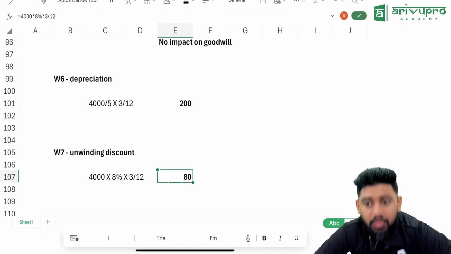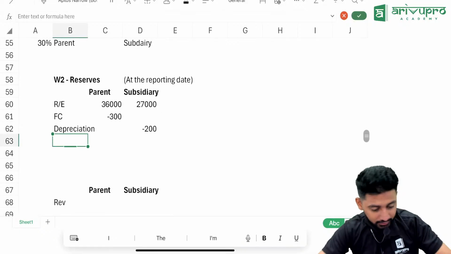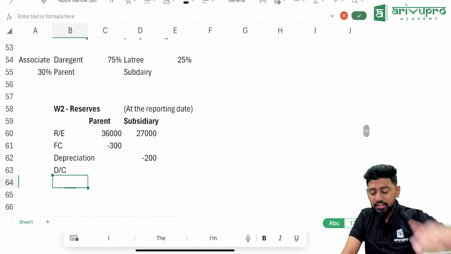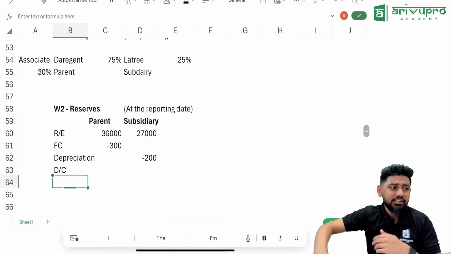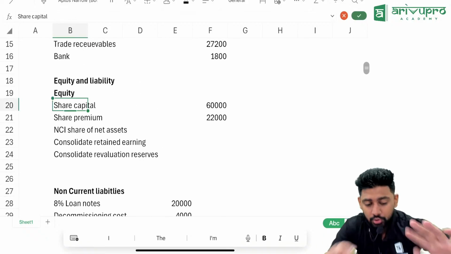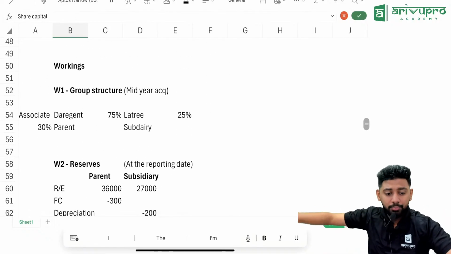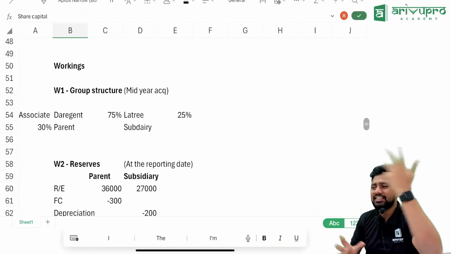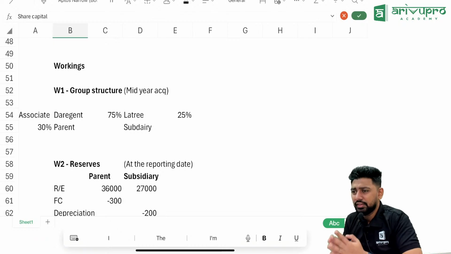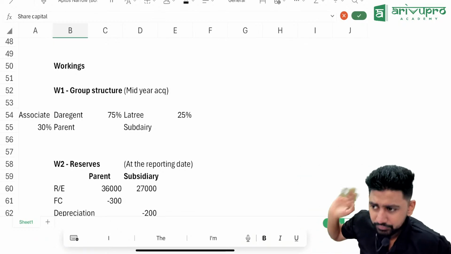Are we clear? Now decommissioning cost, I have to provide for decommissioning cost. I'll go to the top and say decommissioning cost. Under workings you can say DC, depreciation, FC, I don't care. But here I want you to make sure you present it properly. Below, it doesn't matter for me. Group structure, you can just say GS, that's fine. It's workings, it's your notes. It's just your support to get your answer. So no problem there.